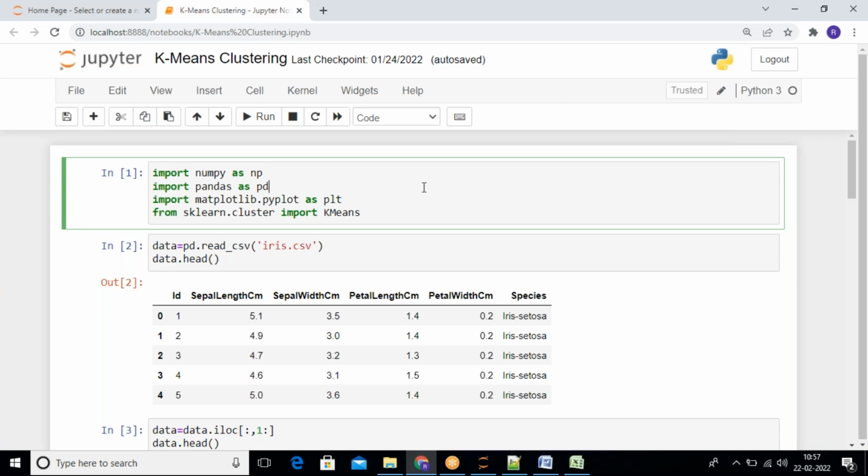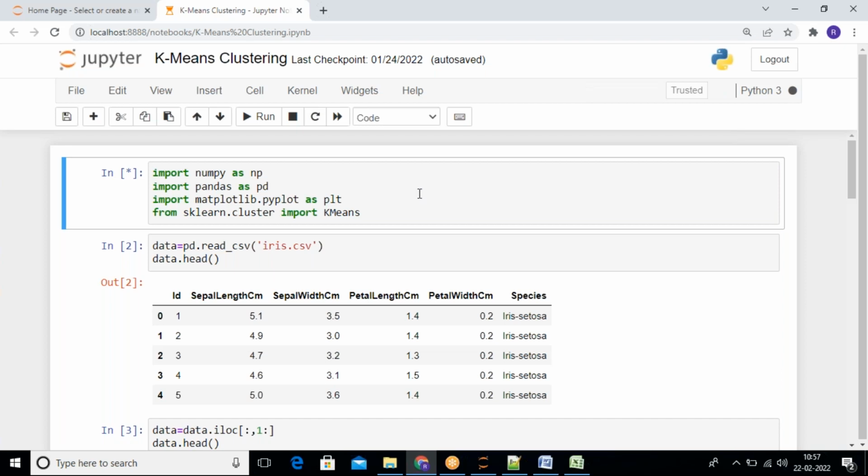First of all, here I have taken numpy, pandas, matplotlib, and from sklearn.cluster import KMeans, because we cannot make the model without scikit-learn. Scikit-learn is the package, cluster is the sub package, and KMeans is the module. So I have implemented this. Any doubt with this first one? I run this.